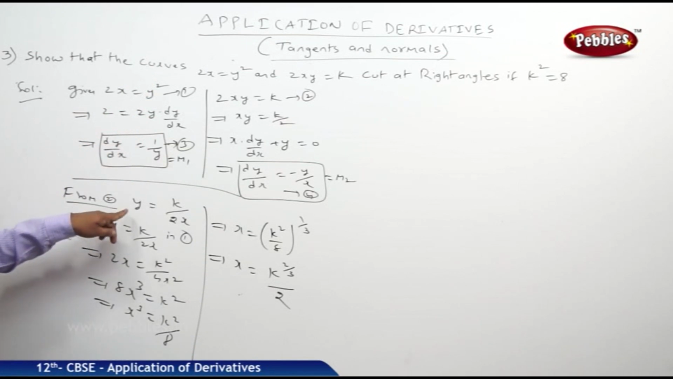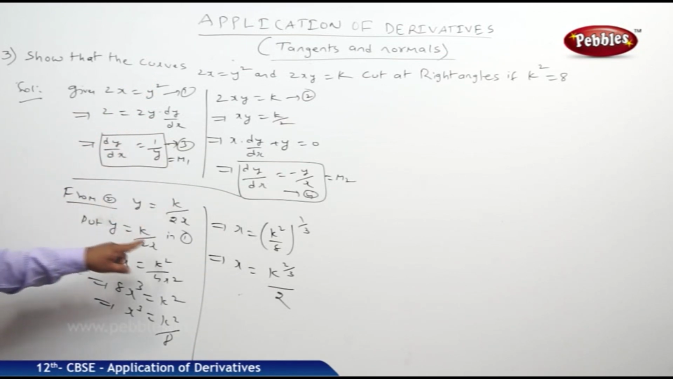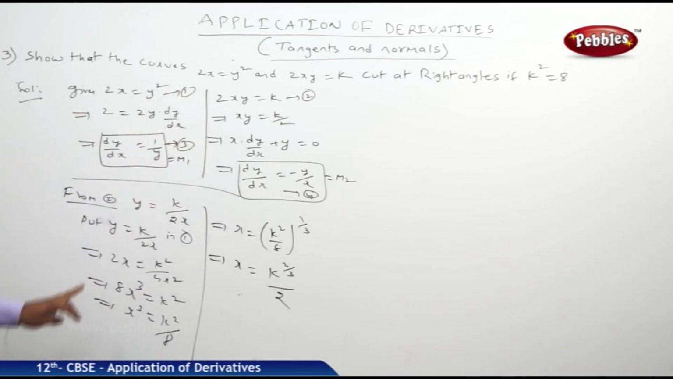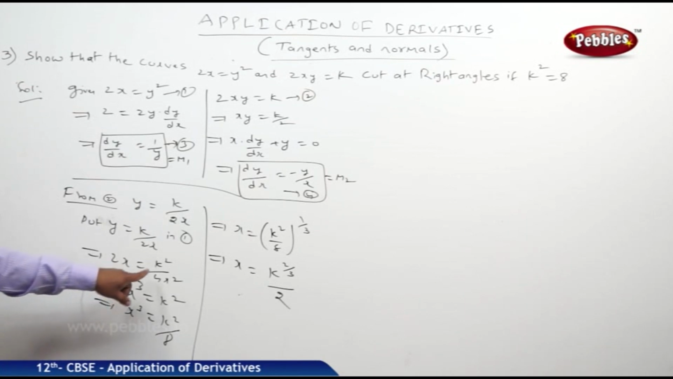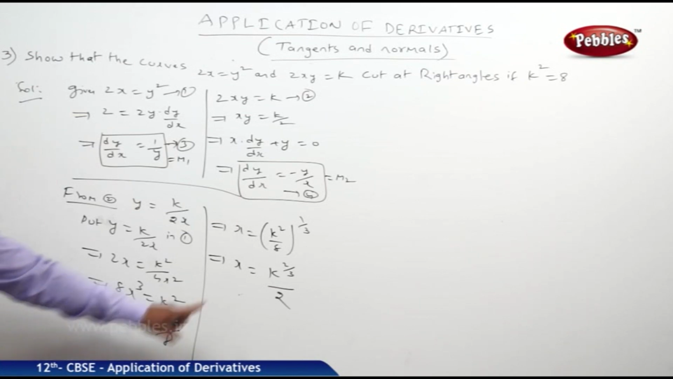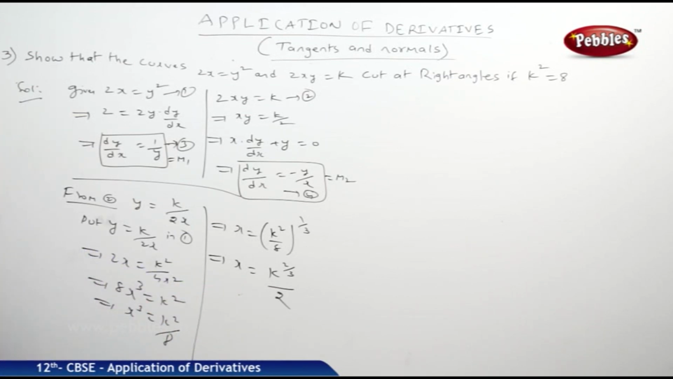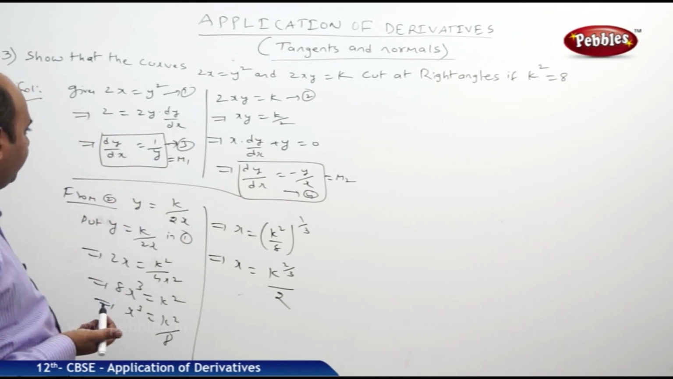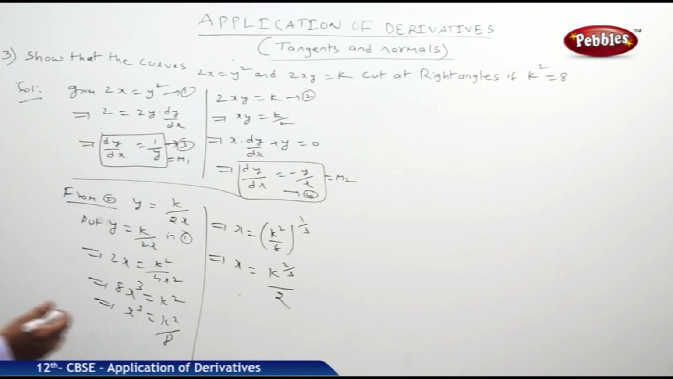For finding the point of intersection, I said y is equal to k by 2x, put y is equal to k by 2x in 1. So, then what happened? 2x is equal to y square, which is k square by 4x square. So, what happens? Cross multiplication, 8x cube is equal to k square. So, x cube is equal to k square by 8 and x is equal to k power 2 by 3 by 2. So, I got the coordinate of x, but I want the coordinate of y. Finding the coordinate of y will be easy by substituting in 1.